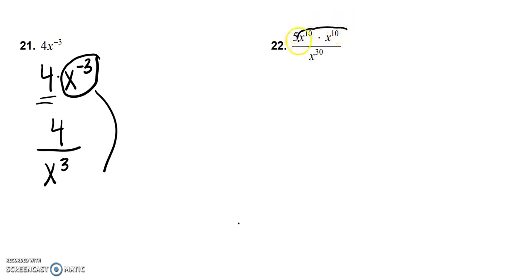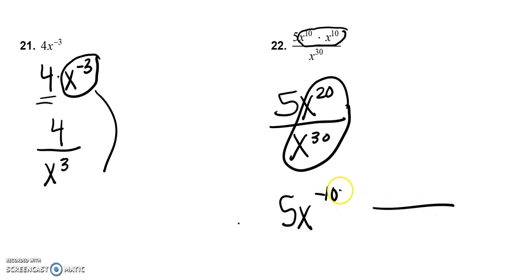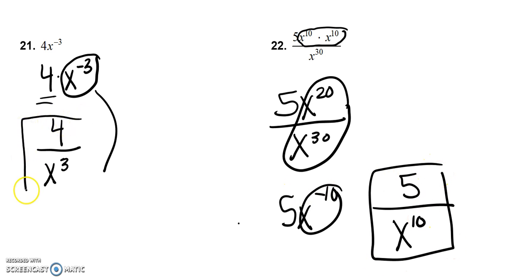22. Let's worry about this part first. We have x to the 10th times x to the 10th. Multiplying bases, so you add the exponents. So this is 5x to the 20th over x to the 30th. Now we worry about this part. X to the 20th over x to the 30th is x to the negative 10th. Can't forget about that 5, so it's 5x to the negative 10th. Once again, the x to the negative 10th gets sent to the basement, becomes positive 10. 5 stays up top. Final answer.